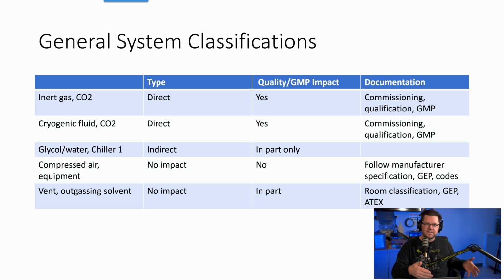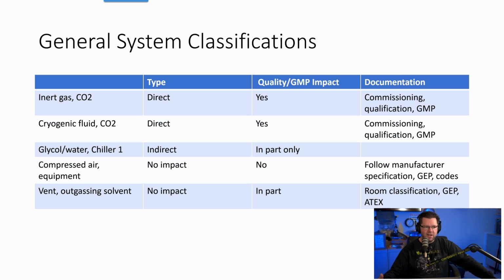You do go through this risk assessment process. Does it have an internal or external impact on cross-contamination, right? And then you classify it on the basis of that. So you can see the inert gas has a direct GMP impact, and the documentation would typically be commissioning, qualification, and GMP.